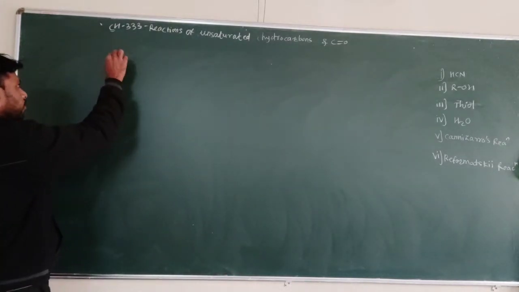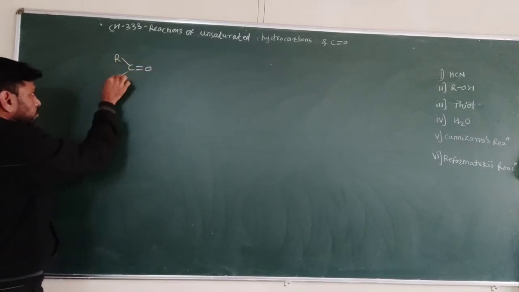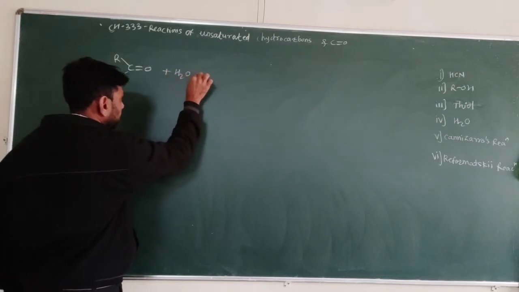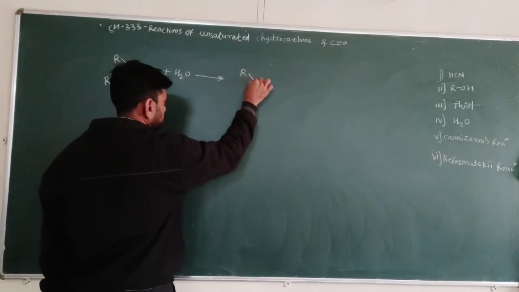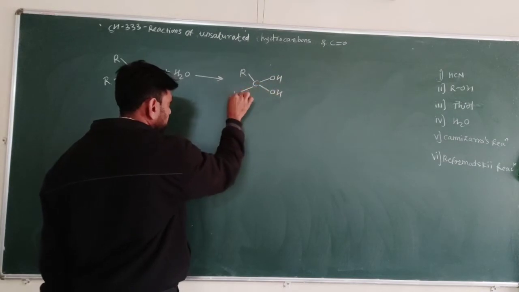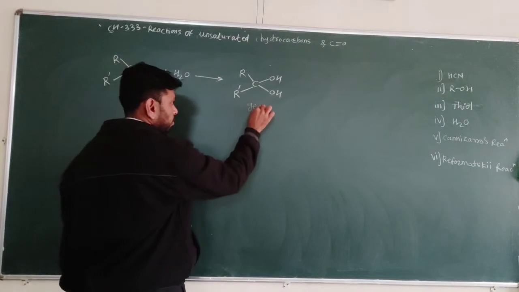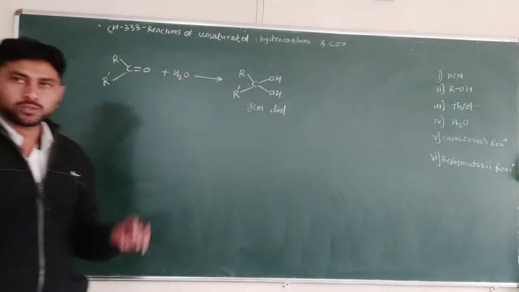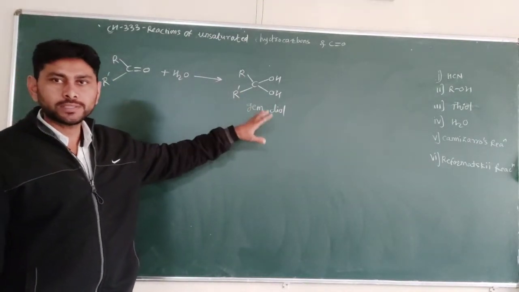Now next part is we have to study the addition of water to carbon oxygen double bond. See the carbon oxygen double bonded compound. Suppose I have taken here a general example of this ketone. When this ketone is under addition of water, there is formation of a diol compound, but on the same carbon, so we get the formation of gem diol. So when water is added into the carbonyl compound, there is formation of gem diol.